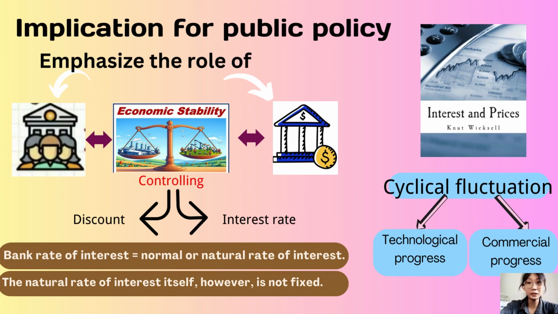To eliminate the monetary cost, he advocated that the bank rate of interest equal the natural rate. The natural rate of interest is the rate determined by supply and demand where money does not exist, and the natural rate of interest is not in fact fixed in itself. It is caused by the natural rate fluctuating with real economic factors such as production efficiency and capital supply.